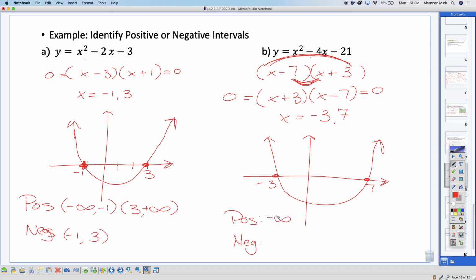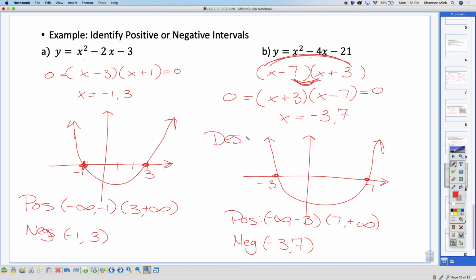So negative infinity to negative 3, to 7, and 7 to infinity. Is it always going to alternate? Yeah, because if it wasn't, you wouldn't make an interval, would you? So what if I ask you where is it decreasing?